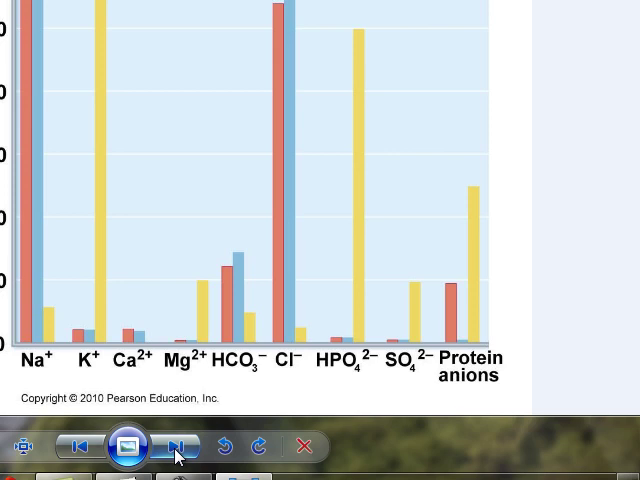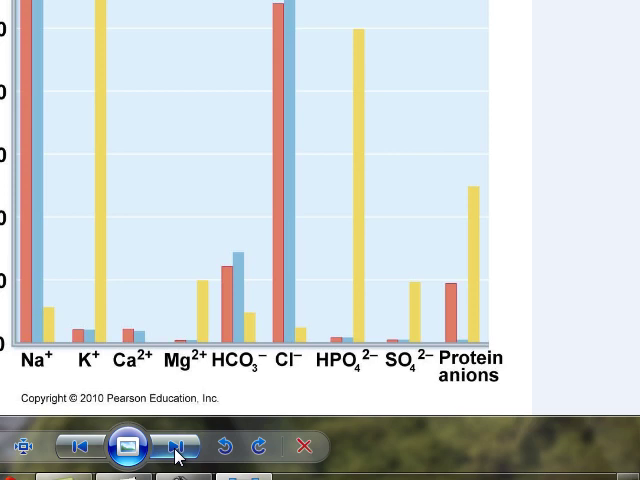What's HPO4? Phosphorus. And that's an intracellular molecule. Again, very important part of our buffer acid-base balance system. What's SO4? Sulfate, also part of our intracellular buffer system.